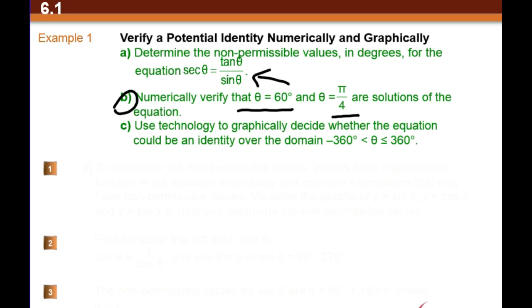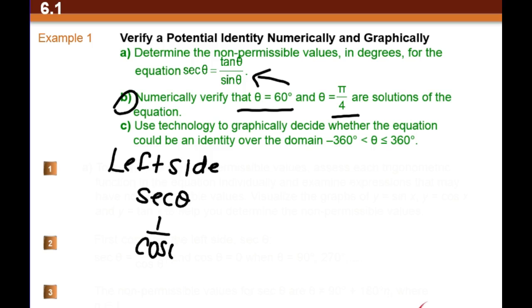Okay, so let's separate it into sides here. Let's do left side, right side. So left side is just secant. And we know secant is the same thing as what? 1 over cos. So secant is the same thing as 1 over cos. So what is our value of cos at 60 degrees?